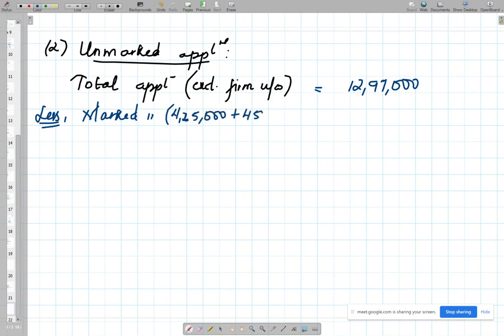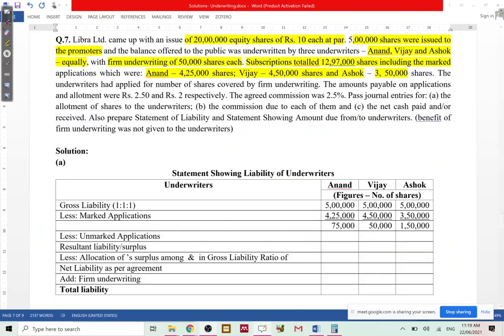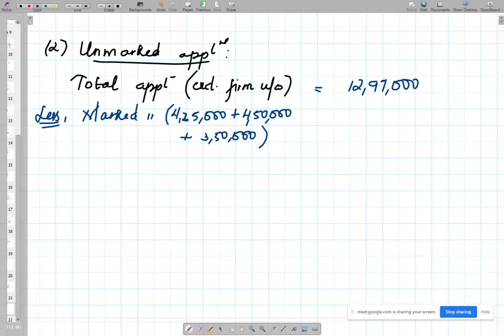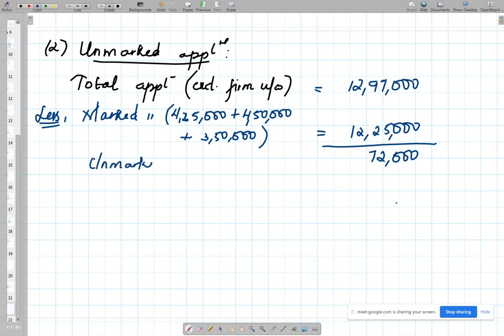Plus 4,50,000 plus 3,50,000. Correct? Yes. So that gives you a total of 12,25,000. Fine? Balance being 72,000. Now, this is unmarked, no doubt, but these are unmarked applications received from public.